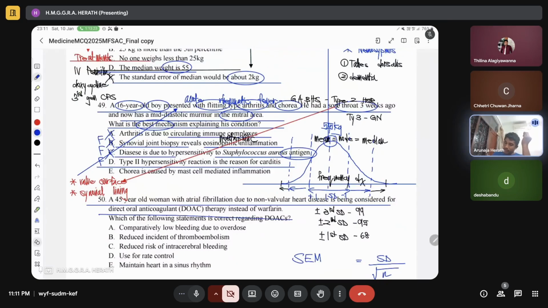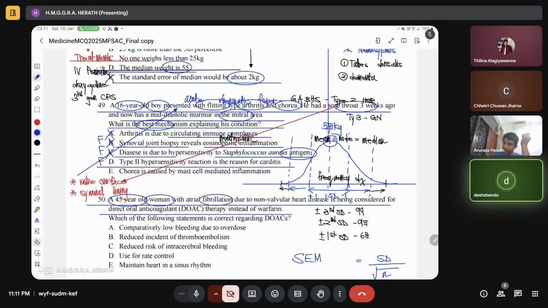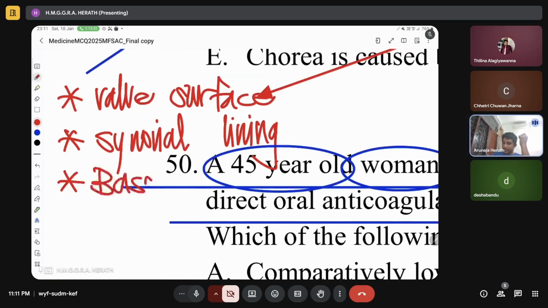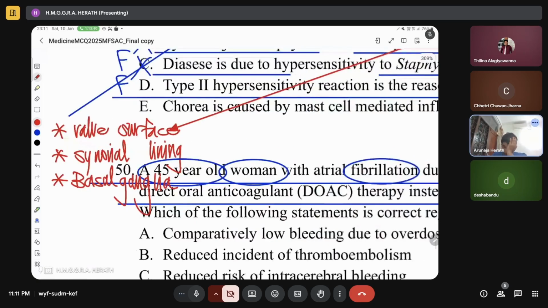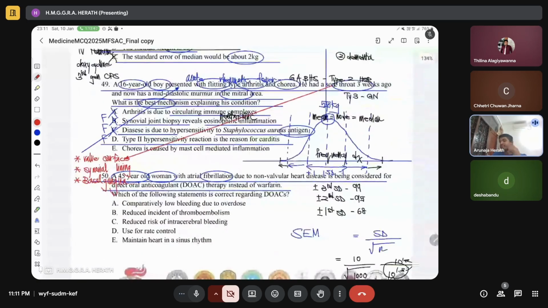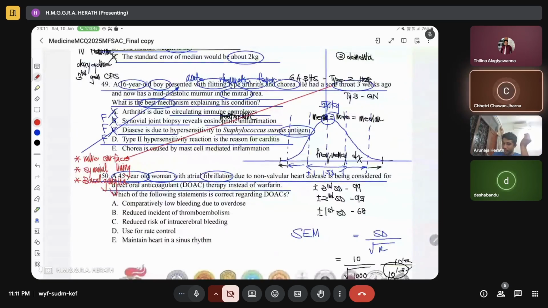Okay, so we go to this one. 45-year-old woman with chorea. Chorea is because of what? Basal ganglia. There are receptors, and antibodies join to them and cause inflammation, right?